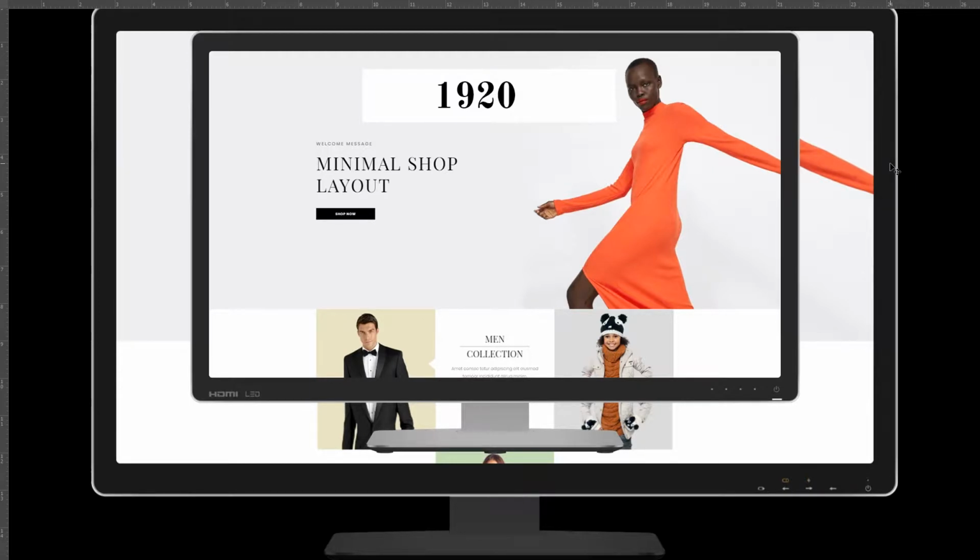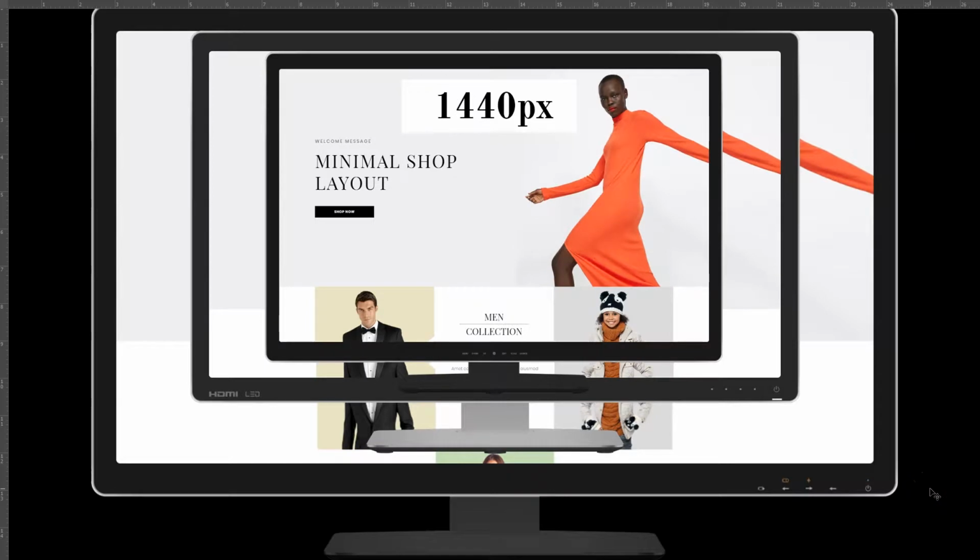Another format that's very popular is 1440 pixels. We didn't talk now about images, we talk now about the resolution of these monitors. And we have these three various monitors. We have the 2560 in the back, the 1920 in the middle, and the 1440 in the front. And that is the resolution size of the monitors, also measured in pixels.